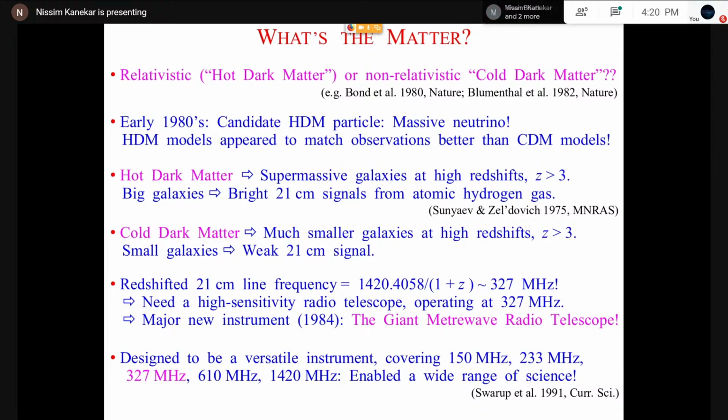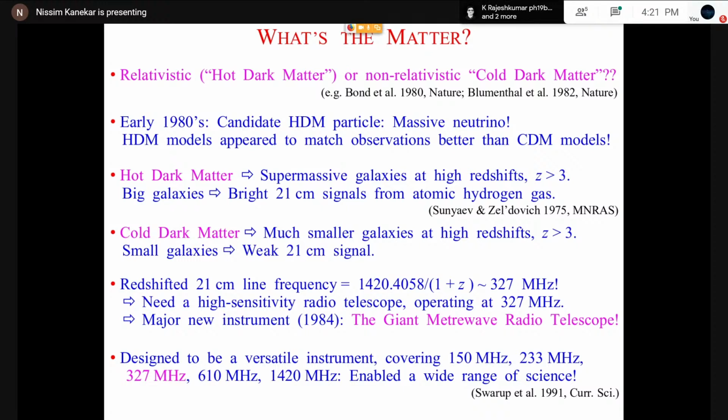So in the late 70s, early 80s, people realized that there are two possible forms of this matter. This dark matter could be either relativistic, what is called hot dark matter, or it could be non-relativistic, what is called cold dark matter, HDM and CDM, and there were a whole bunch of papers on this. In the late 70s to early 80s, hot dark matter appeared to match observations much better than cold dark matter. And what was even nicer was that you need some kind of dark matter particle, and there was a particle available for hot dark matter, which seemed to fit everything.